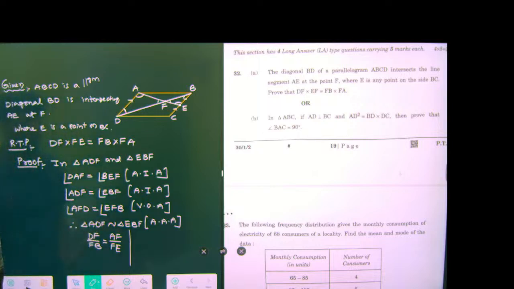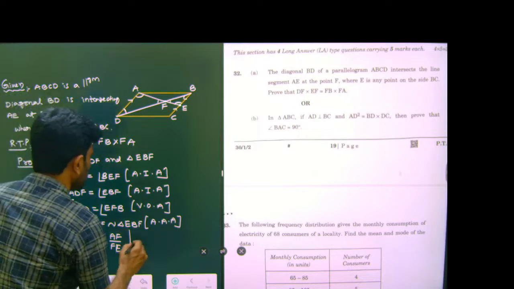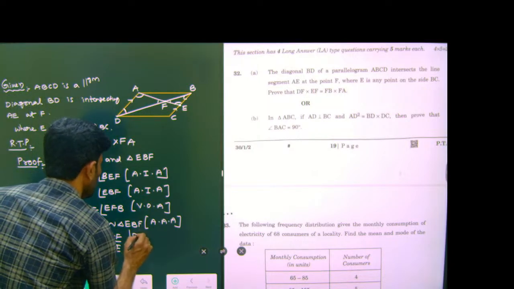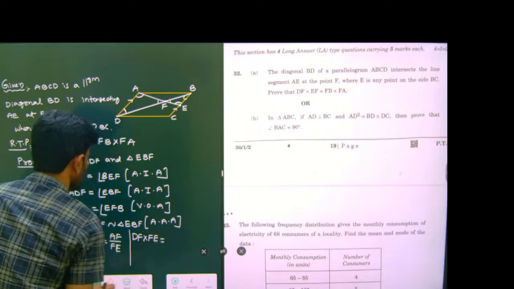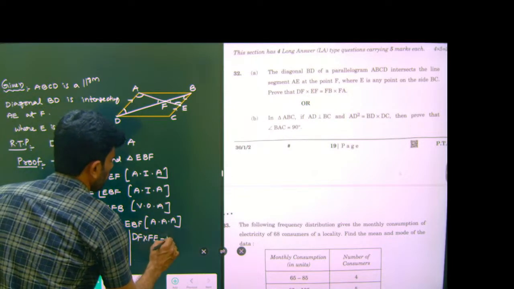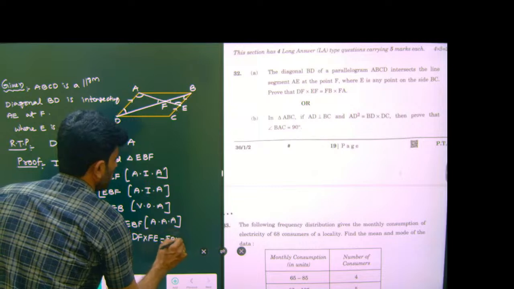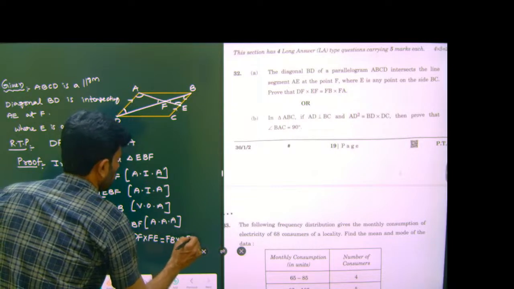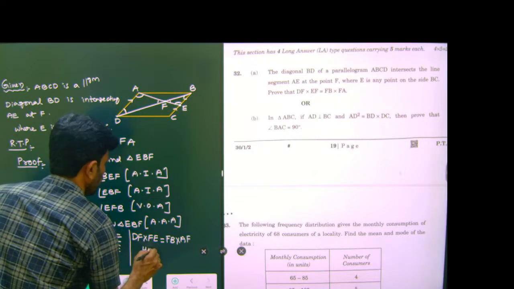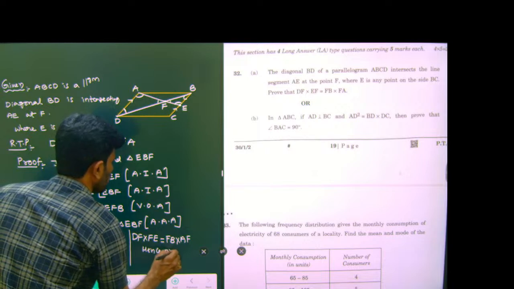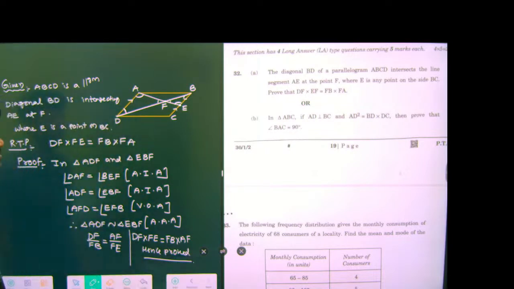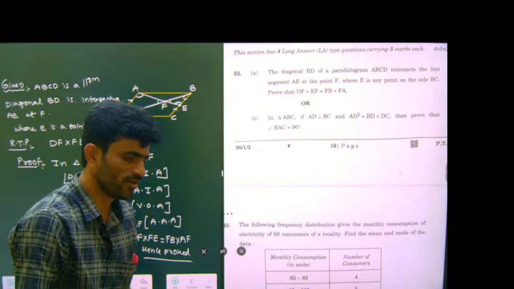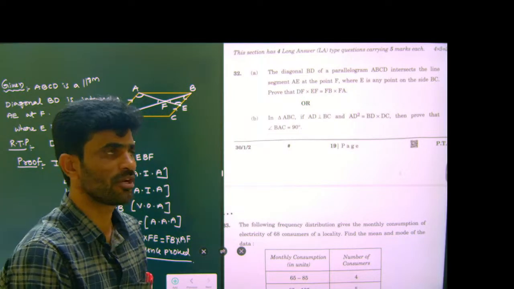Then you do cross multiplication, then what do we get? DF into FE is equal to FB into AF. That's it, we got 5 marks. Hope you understood this. Not very complicated. What we have done in our textbook is similar to that only.